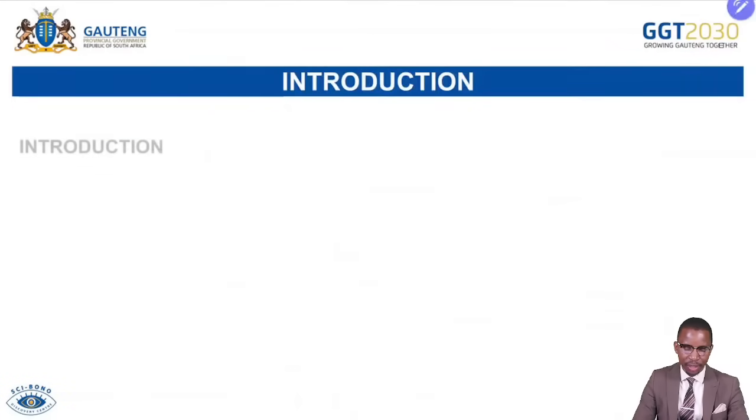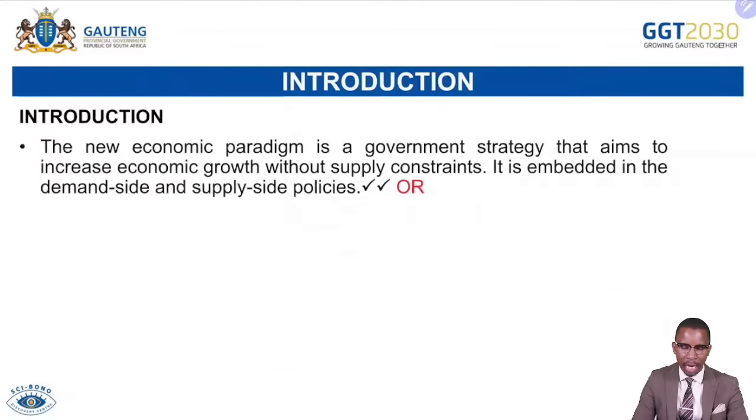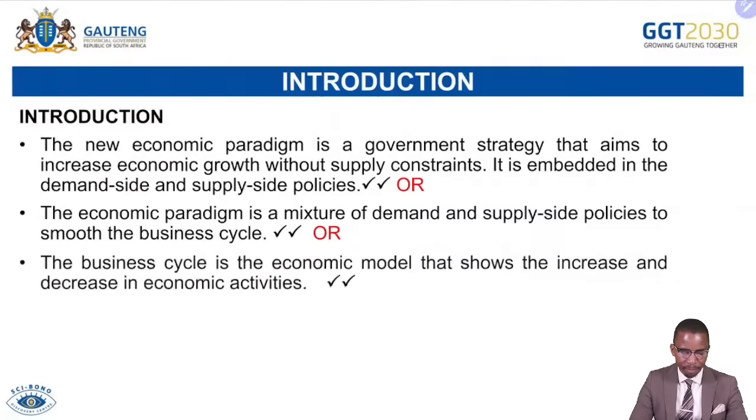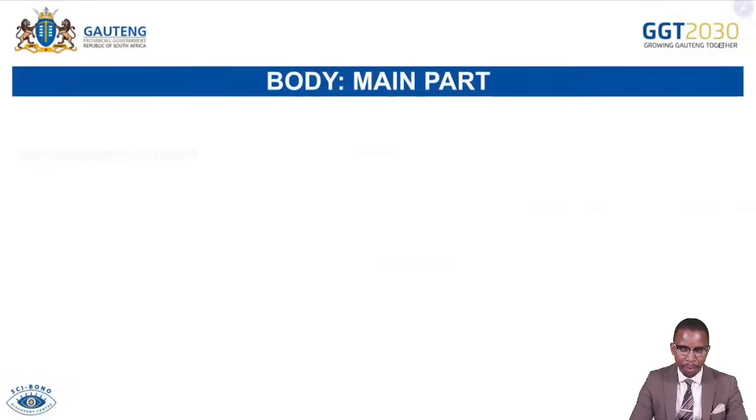Then let's check the introduction. Obviously, I told you to define paradigm or business cycle. I won't repeat myself. You define your business cycle or you define your economic paradigm. A paradigm is the mixture of government policies that include demand side and supply side policies when smoothing the business cycle. Or a paradigm refers to the new perspective of eliminating uncertainties in the use of fiscal policy and monetary policy when smoothing the business cycle. Or you define the business cycle as the model that illustrates the increase or decrease of economic activities. Then we continue, we go to the main part.